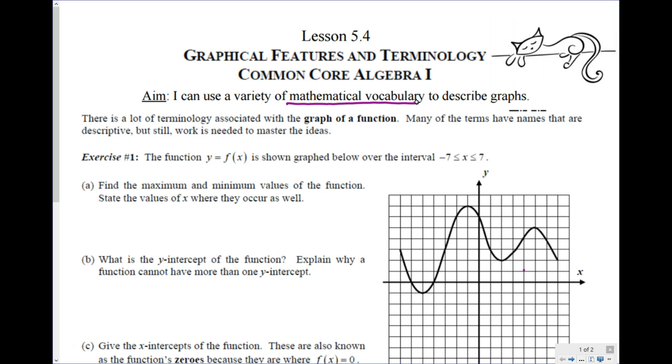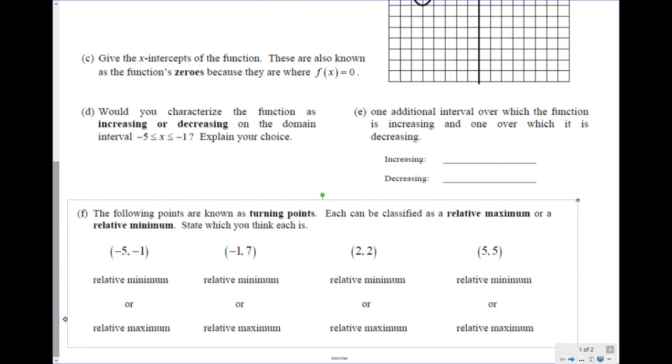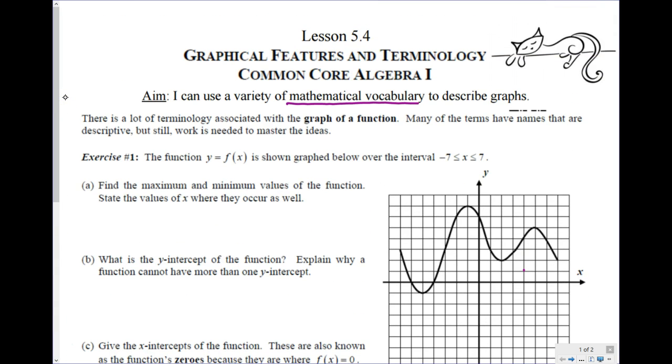This lesson only has 2 exercises. We have exercise 1, you'll notice it goes all the way to question F, and then you have exercise 2 on your second page. So, we're going to talk about just 2 different graphs and answer some questions about both of them. So, let's look at exercise 1.